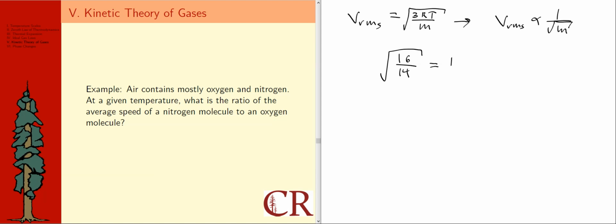My calculator says 1.069044968, but I don't know if I need all that. So I'll say 1.069. Maybe that's more than I need, right? What are the sig figs on this question? It's not really super clear. Well, the answer says 1.07. I think we can agree that even though the rounding's different, those are in agreement.